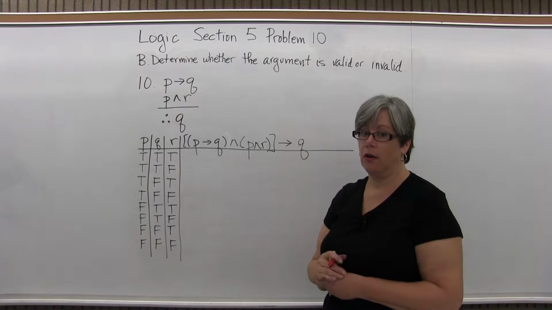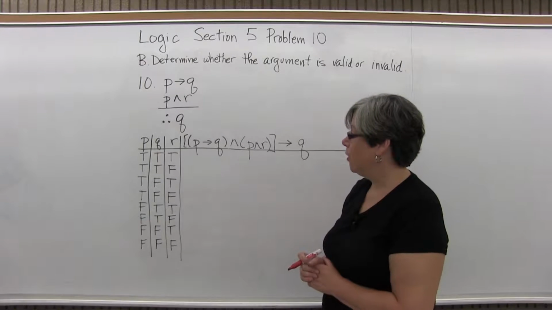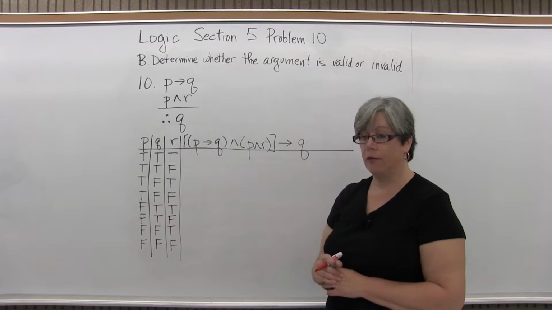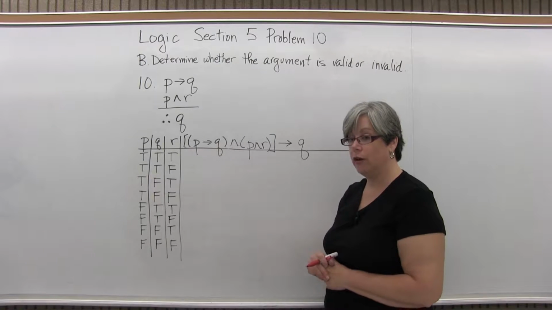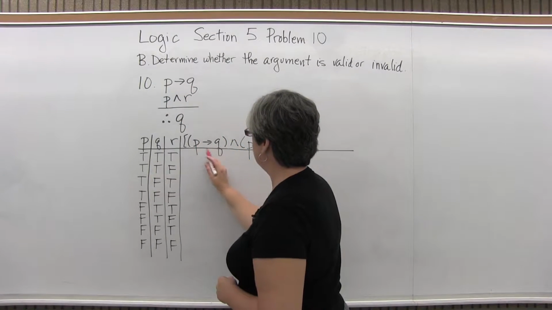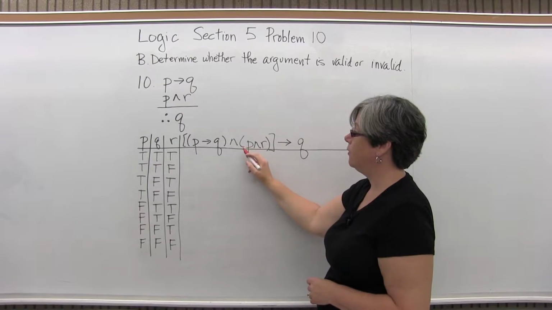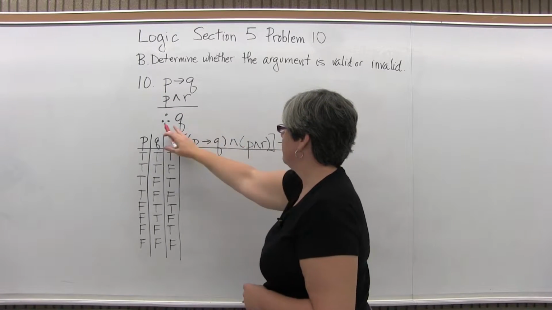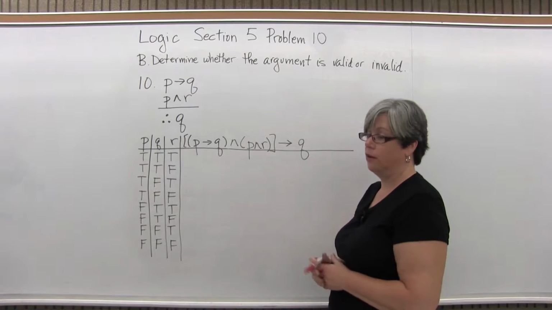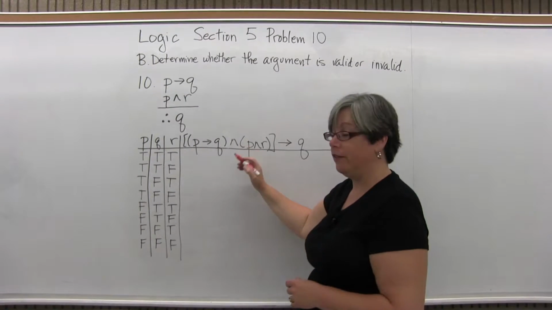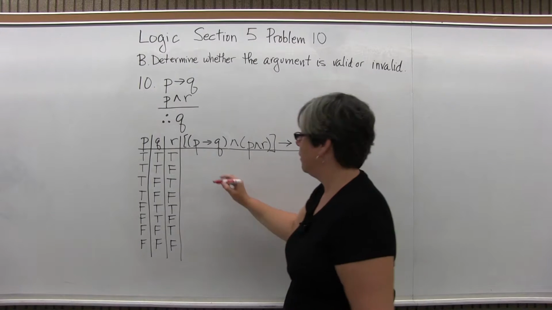Doesn't match any of our regular arguments, so we're going to look and see if we can prove it valid using a truth table. P implies Q goes inside one set of parentheses, P and R the second with an and, and that is in a bracket, therefore Q. So we're going to bring down our simple statements and then we'll look over the whole thing.